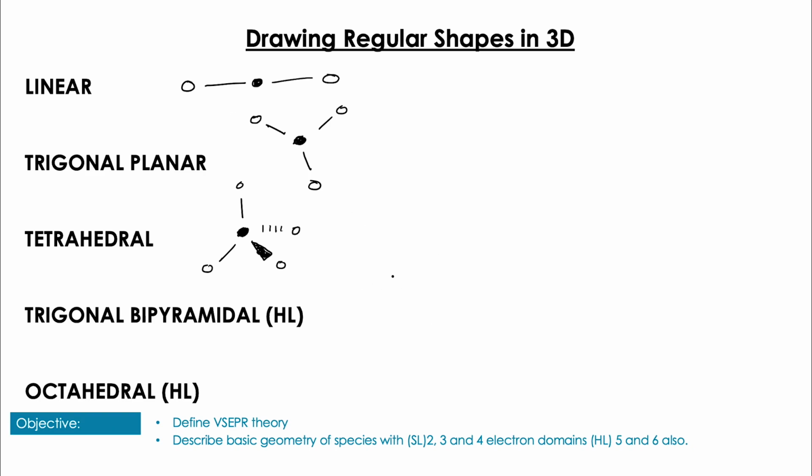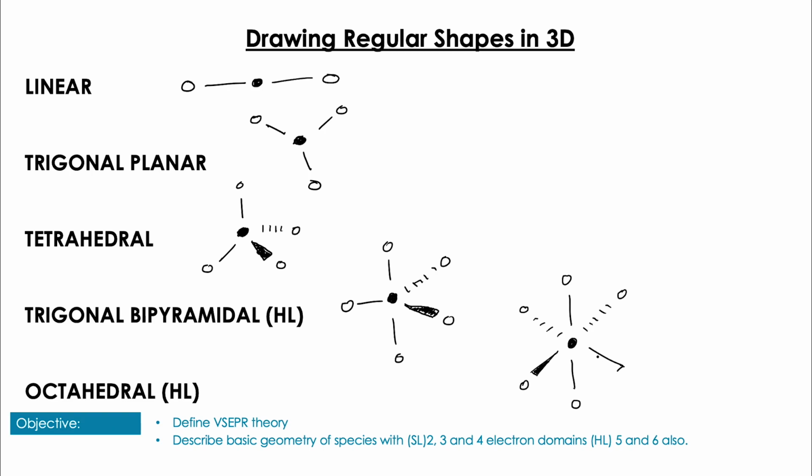For trigonal bipyramidal, which is for 5 electron domains, we have above and below, we have in the plane, and then around this kind of equatorial position around the middle, we have 3 positions, 1 in front, 1 behind, and 1 in the plane. And for octahedral, we have 1 above, 1 below in the plane, and then we have 2 going into the plane and 2 coming out of the plane, giving us this octahedral shape.